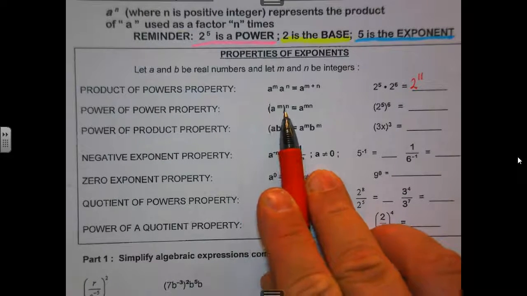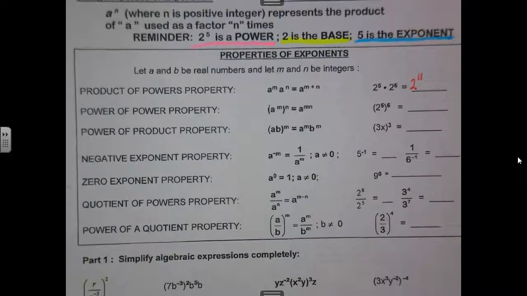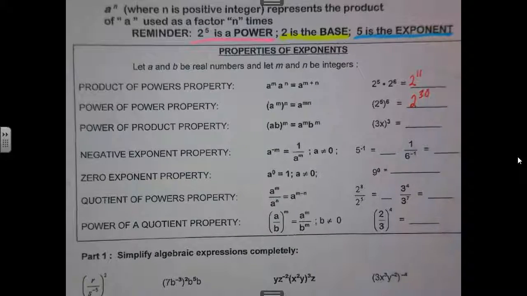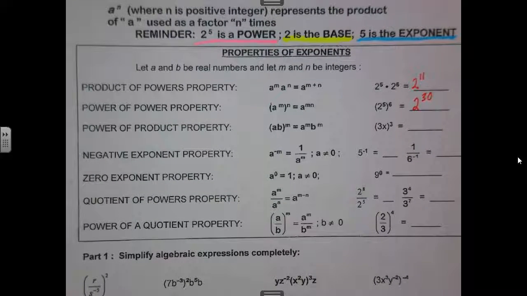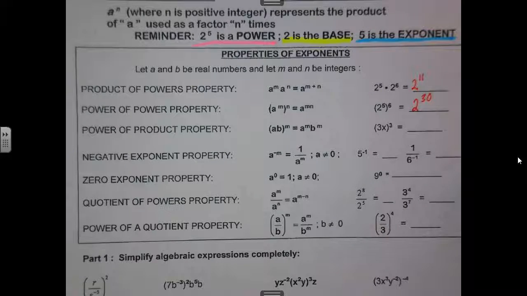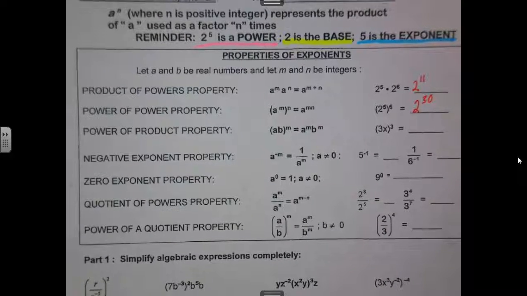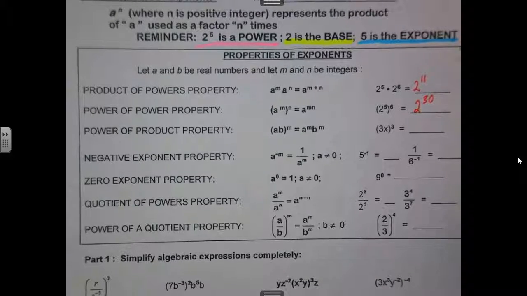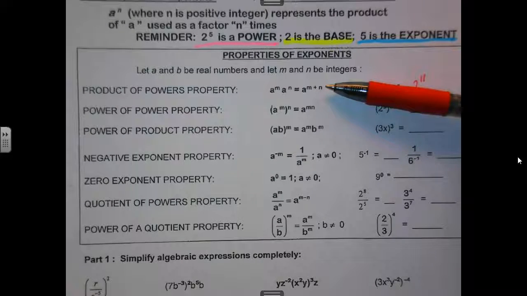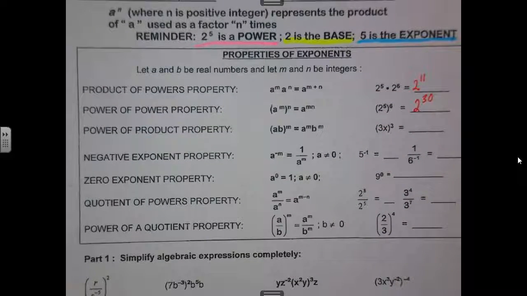When I have a power raised to a power, I have to multiply my exponents. So if I have 2 to the 5th raised to the 6th, that's 2 to the 5 times 6, or 2 to the 30th. Now, I can't tell you how many times students are going to get confused. In fact, half the class is going to get confused in about 20 minutes when you start doing your practice work, because you don't know when to add the exponents or multiply the exponents.